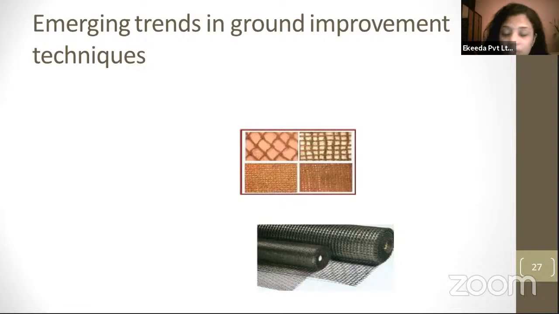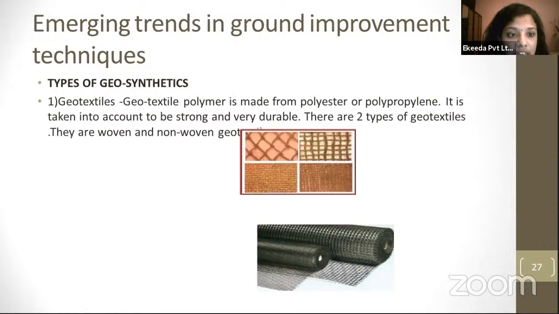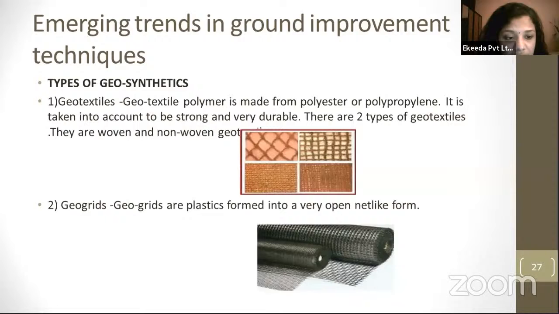Emerging trends in ground improvements are geotextiles. Geotextile polymer is made from polyester or polypropylene. It is taken to be strong and very durable. There are two types of geotextiles, woven and non-woven. These are the pictures for geotextiles. Next is geogrid. Geogrids are plastics formed into a very open net-like form, which can be inserted into the soil and can improve the soil property.